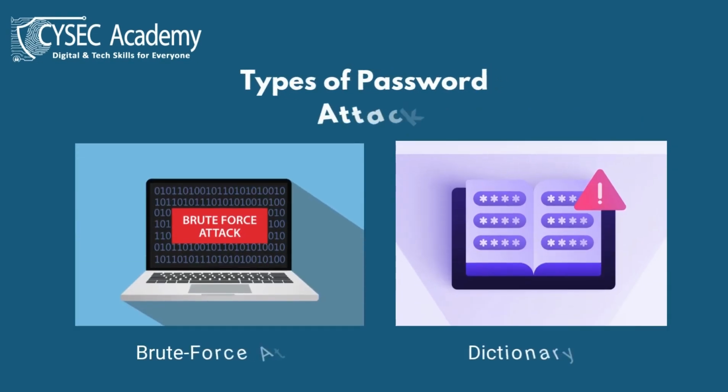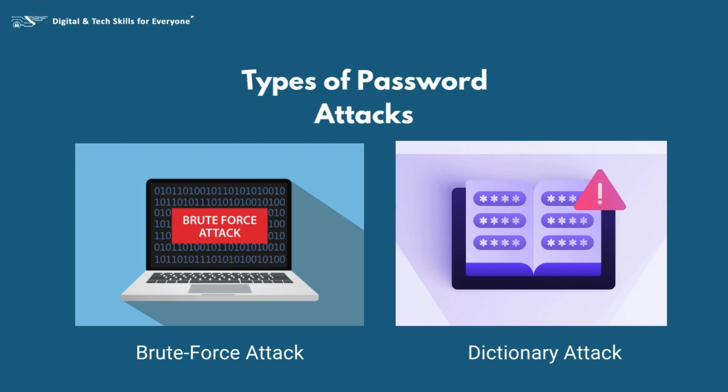Types of password attacks. There are two main types of password attacks, which are: 1. Brute force attack. This is a systematic, exhaustive attempt to guess a password by trying every possible combination of characters until the correct one is found. While highly effective, it's computationally intensive and time-consuming. 2. Dictionary attack. A more efficient approach that uses a precompiled list of common words, phrases, and leaked passwords, a word list, to try and crack the password.